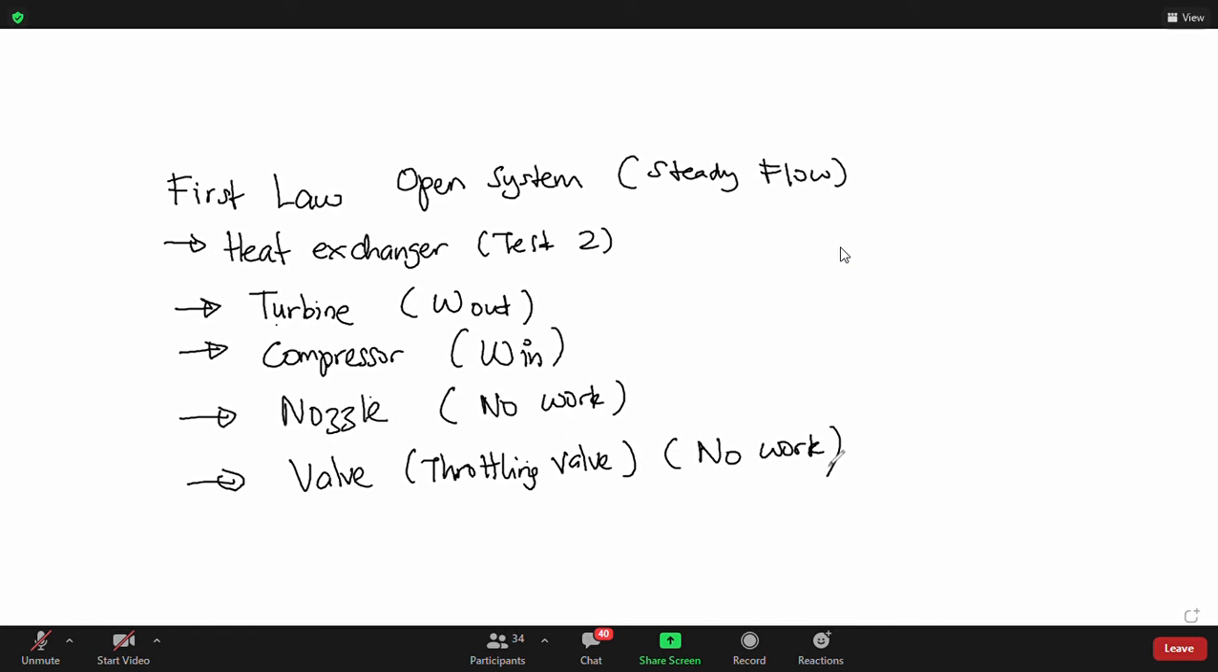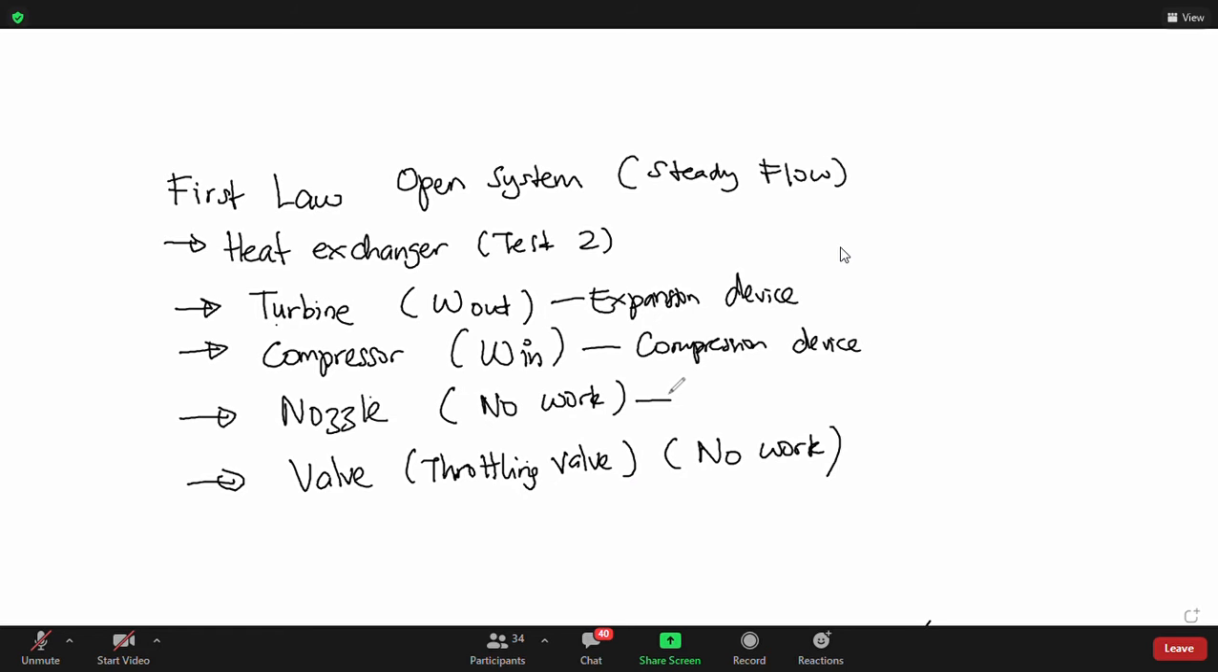Right. So these are the open systems that we are familiar with, we have studied. So you must be able to understand the function. What is the function of a turbine? What is it used for? Yeah, it's an expansion device. This is an expansion device. This is a compression device.